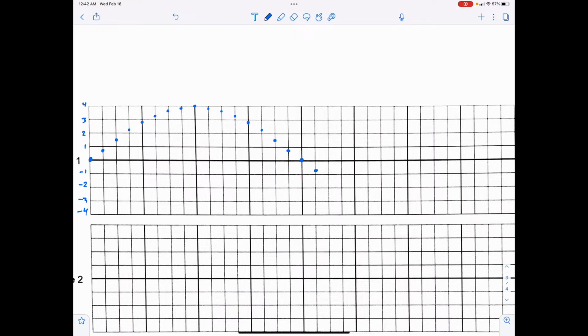Then at block 18, I'm at negative 1.5. Block 19, negative 2.2. Block 20, negative 2.8, almost to negative 3, which would be here. Then block 21, negative 3.3. Block 22, negative 3.7. Block 23, negative 3.9. And finally, block 24, I'm at negative 4, which is down here.